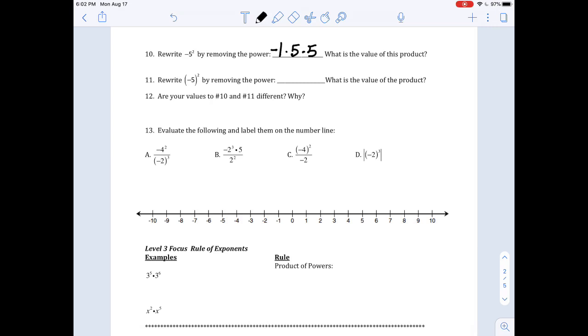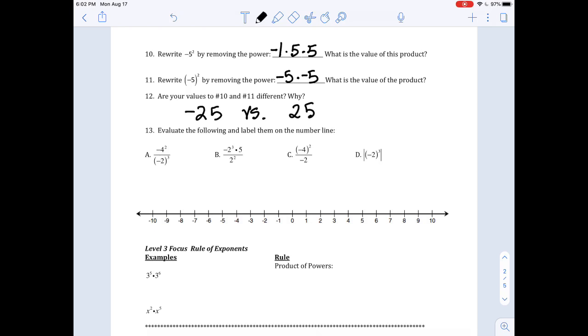Number 11, -5 is used as the base twice. So that is -5 times -5. So visually, you can see that the two look different. In number 12, it says, are your values to number 10 and number 11 different? So if you multiply number 10, you get a -1 times 5, which is a -5, multiplied by 5 is a -25, versus -5 times -5, which is a +25.